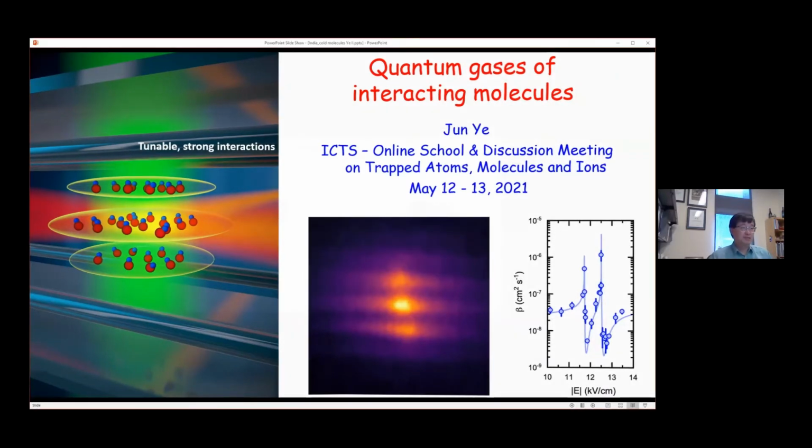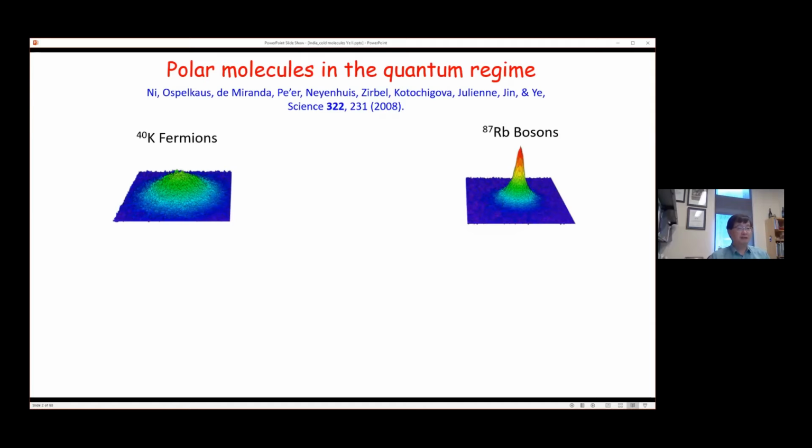As I promised yesterday, and you may have heard that story from Hans Christoph Nägerl's talk. One idea is to cool molecules directly, once you already have a molecule, with laser cooling and or other buffer gas cooling techniques that I mentioned yesterday. And of course, the other way to start making cold molecules is to start with cold atoms and find a way to associate them. So that's the work we did.